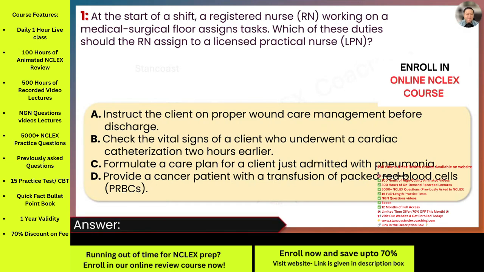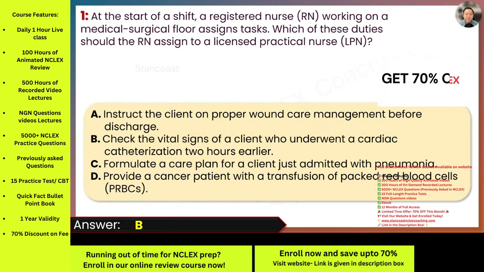The answer here is letter B. Check the vital signs of a client who underwent a cardiac catheterization 2 hours earlier. Now, going back into the question stem, you as the RN have to delegate the tasks, and you have to make sure that each team member is working within their scope of practice.